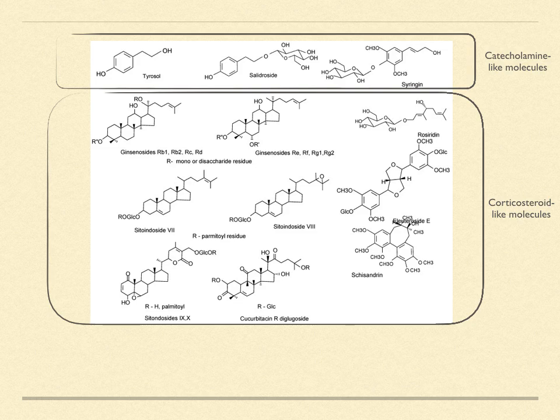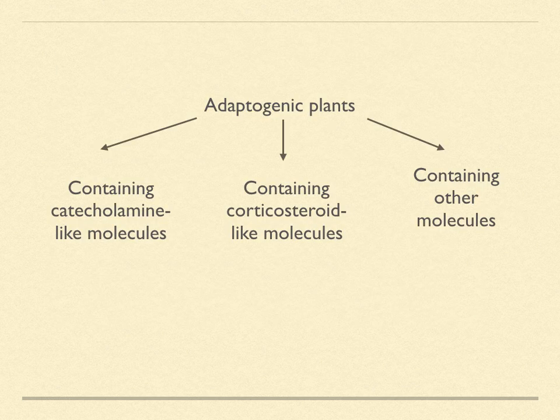We never really quite knew why, but science tends to prove a lot of the things that traditional medicinal bodies had already identified. And it's great to understand this better, right? Because now, from a reductionistic standpoint, we would say adaptogenic plants can be classified in 3 categories: those containing catecholamine-like molecules, others containing corticosteroid-like molecules, and others which have molecules that we don't quite understand yet, which we would call other molecules.